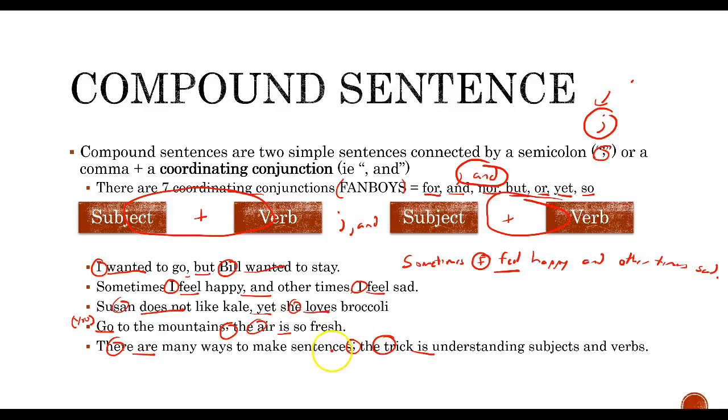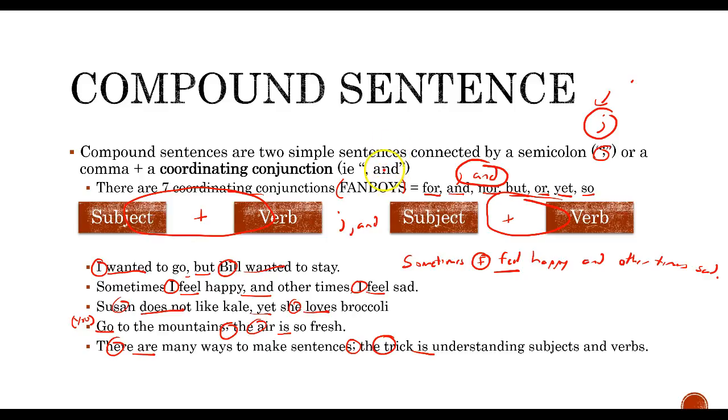Oh, this one's pretty good too. These two ideas are very closely related. There are many ways to make sentences. The trick is understanding subjects and verbs. It's almost like a continuation of the thought. That's a good use for a semicolon. So that's the idea of the compound sentence. Two simple sentences connected by a semicolon or a comma and a coordinating conjunction, such as any of the FANBOYS conjunctions: for, and, nor, but, or, yet, so. So hopefully you got that one.